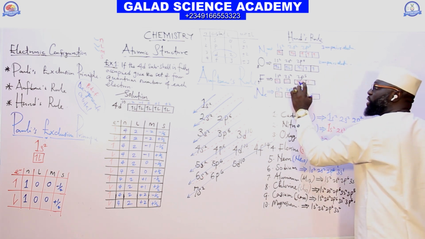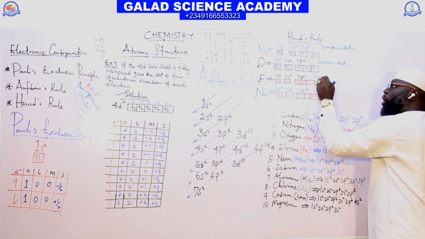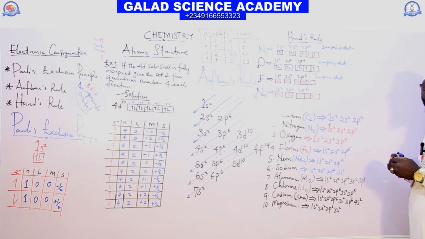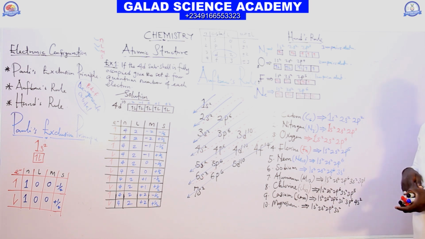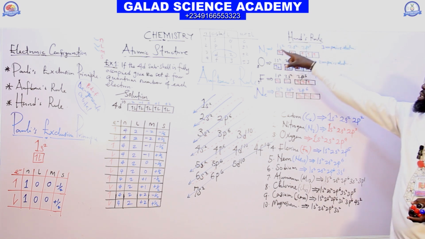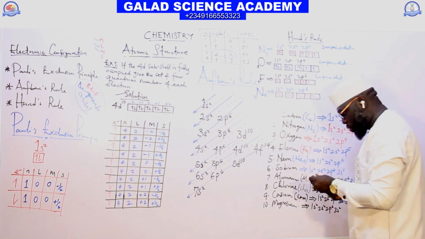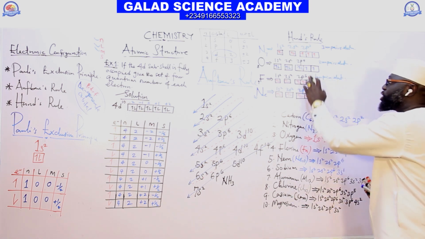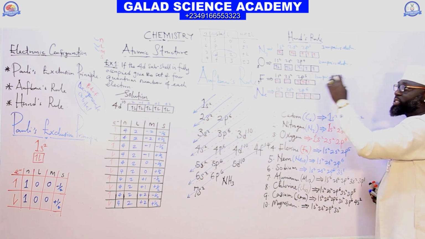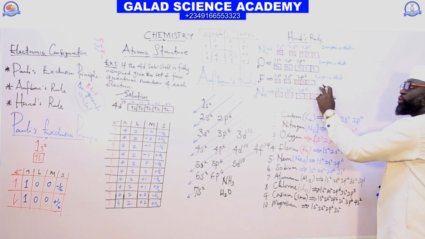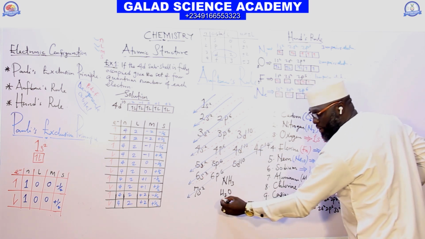How many unpaired electrons do we have in fluorine? We have 1 unpaired electron. So if hydrogen wants to react with nitrogen, 3 atoms of hydrogen will react with nitrogen. That is why we have NH3 in ammonia. Oxygen requires 2 atoms of hydrogen, so we always have H2O. Fluorine needs 1 unpaired, so we have HF.